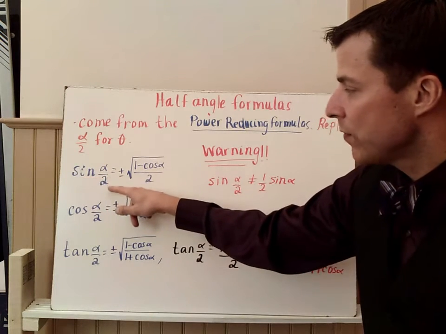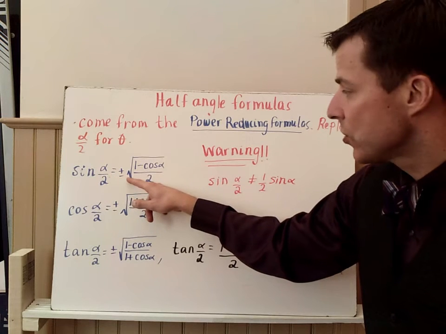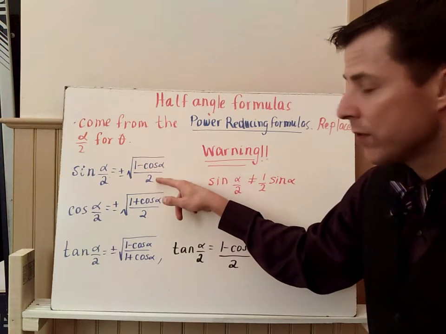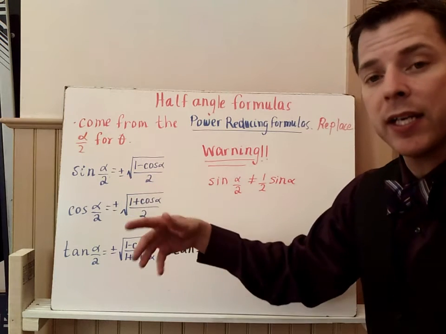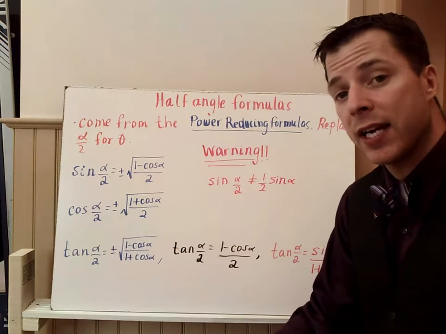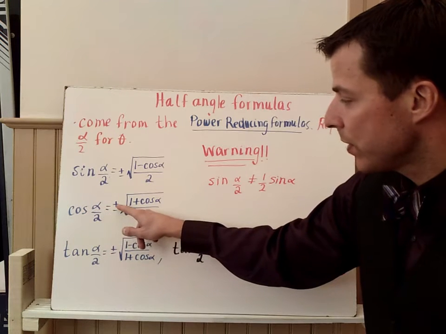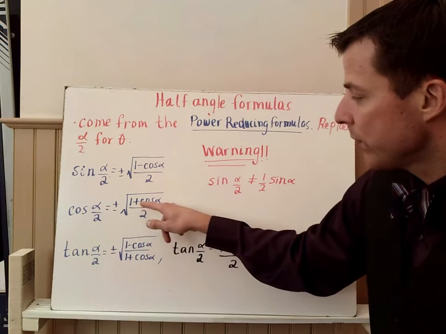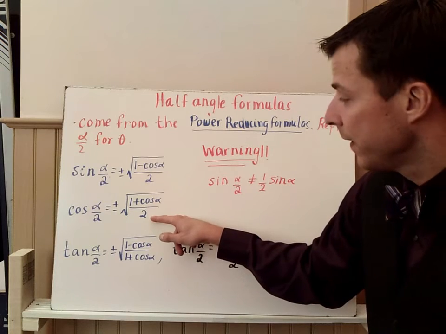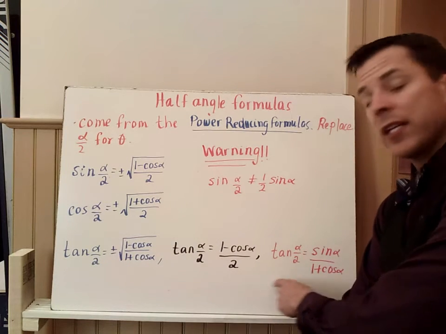Sine of alpha over 2 is equal to plus or minus the square root of (1 minus cosine alpha) over 2. It's plus or minus depending on which quadrant you're in, because the sign can either be positive or negative. Cosine of alpha over 2 equals plus or minus the square root of (1 plus cosine alpha) over 2. And for tangent, you get three different choices.